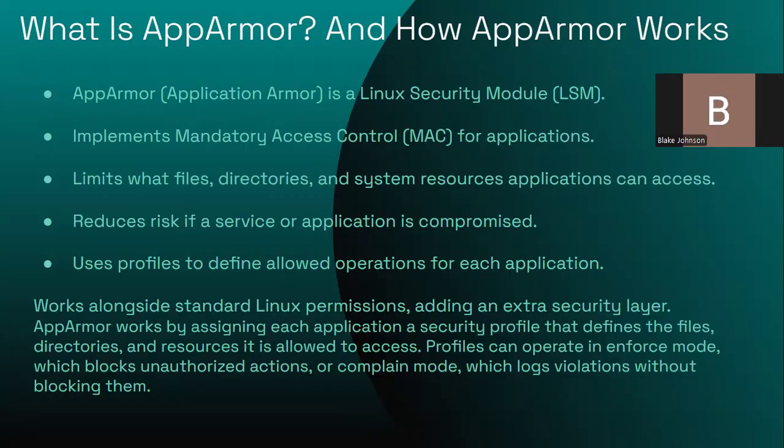AppArmor operates in two main modes. One of them is enforce mode. It actively blocks the actions that violate the profile rules. Another one is complain mode. It allows the actions, but it records them in the system's logs. Administrators use complain mode to test and improve the profiles before they fully enforce them. Over time, this process strengthens the security without interrupting normal server operations.